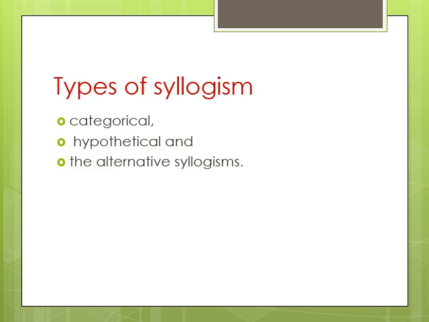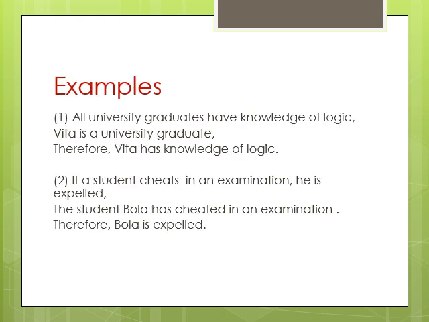Now there are several types of syllogism. These are the categorical syllogism, hypothetical syllogism, and the alternative syllogism. Let's take an example of each. One: all university graduates have knowledge of logic. Vita is a university graduate, therefore Vita has knowledge of logic.